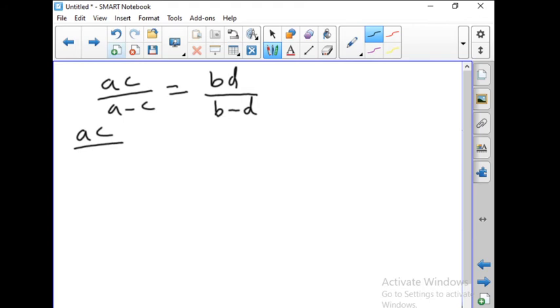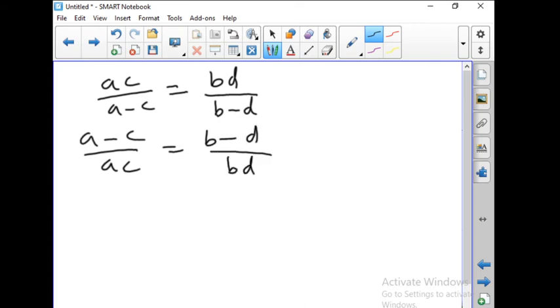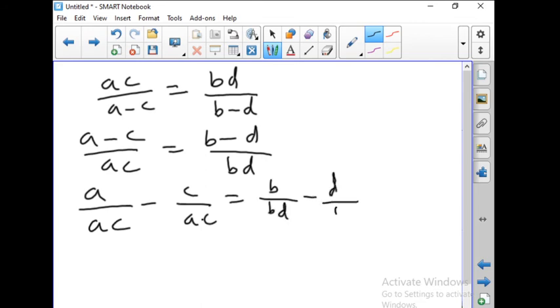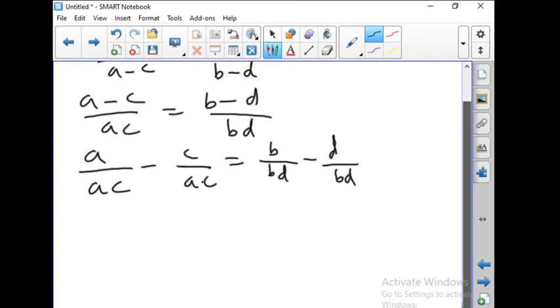Okay, we can also write this as (a minus c) by ac is equal to (b minus d) by bd, taking the reciprocal. Both sides are cross multiplying. Okay, taking reciprocal, so how can we write this? a by ac minus c by ac is equal to b by bd minus d by bd. Okay, so now what gets cancelled?